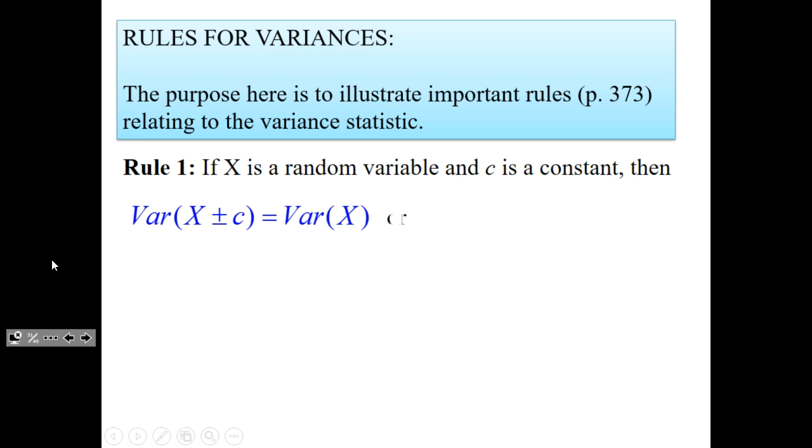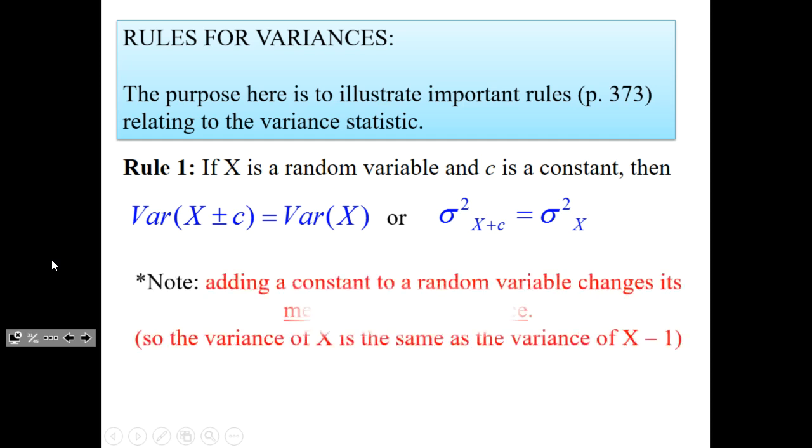By the way, we could also rewrite this another way. Sigma squared of x plus c is just sigma squared of x, or standard deviation squared. Variance is the standard deviation squared. Now, adding a constant will change the mean, but it doesn't change the variance. So the variance of x is the same as the variance of x minus 1.